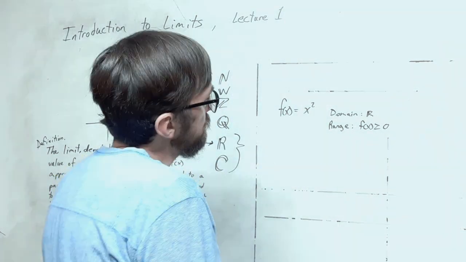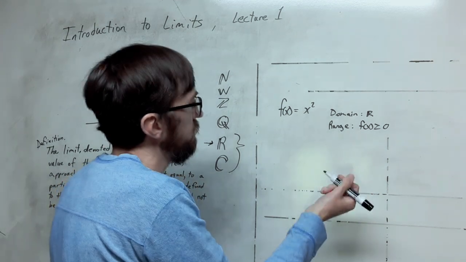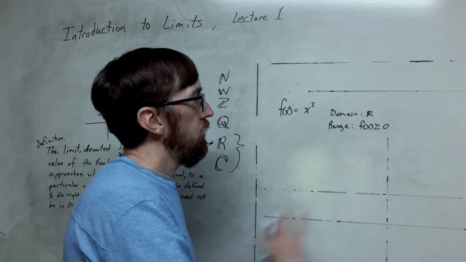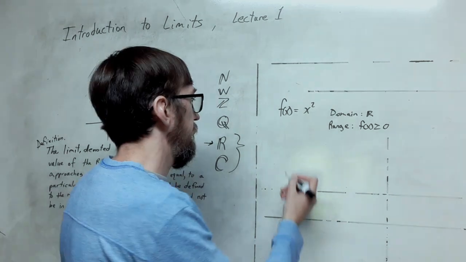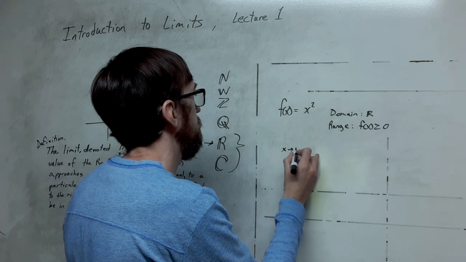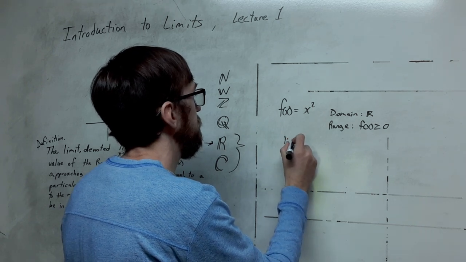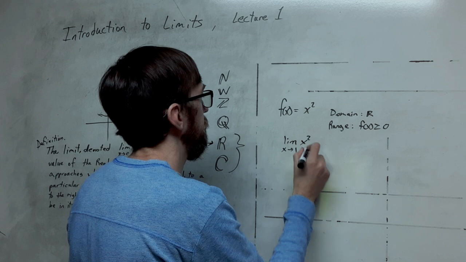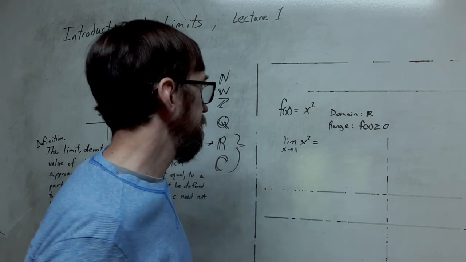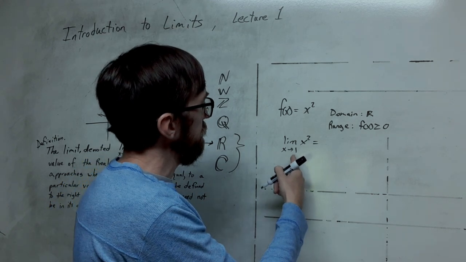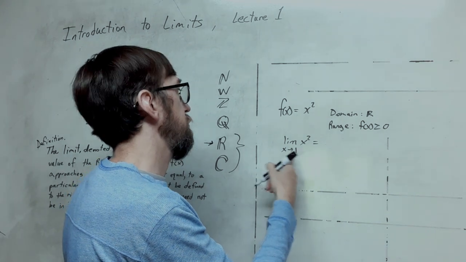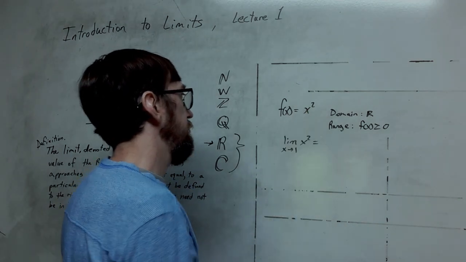All right, so let's choose a value to look at this. Just arbitrarily, let's say that x is going to approach 1. All right, so what's the limit of x squared as x approaches 1? Well, we've already discussed that this number is in the domain, and any number that I choose to the left or right of that is also in the domain.